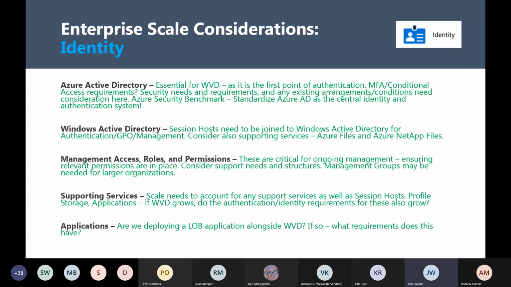Supporting services is really important as well. For example, do we have applications that we're looking to move to the cloud that will be used with Windows Virtual Desktop? Perhaps we're looking at taking some line of business applications. If we're deploying those, have we considered what authentication and identity requirements they have? Again, important here to consider growth. So, that application may have 200 users today. What happens if our business has a fantastic year and it grows to 2,000? How do those requirements change? And just drawing out some scenarios for things like that can be of assistance as well.